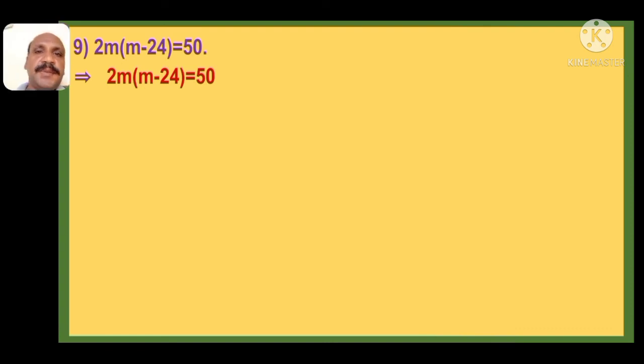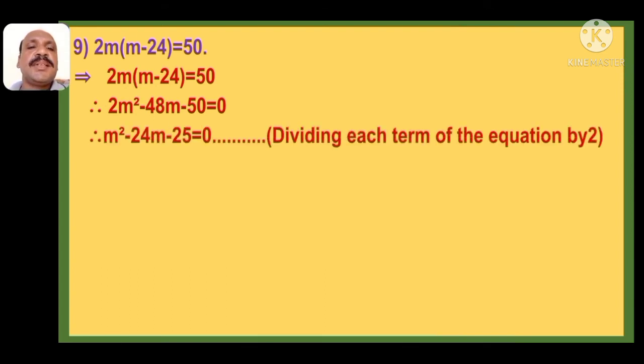Now, next example, question number 9. 2m into m minus 24 is equal to 50. Now, rewrite the given equation. 2m into m minus 24 is equal to 50. Now, when we multiply 2m to m, then we get 2m square. 2m into minus 24, that is minus 48m minus 50 is equal to 0. 2m square minus 48m minus 50 is equal to 0.